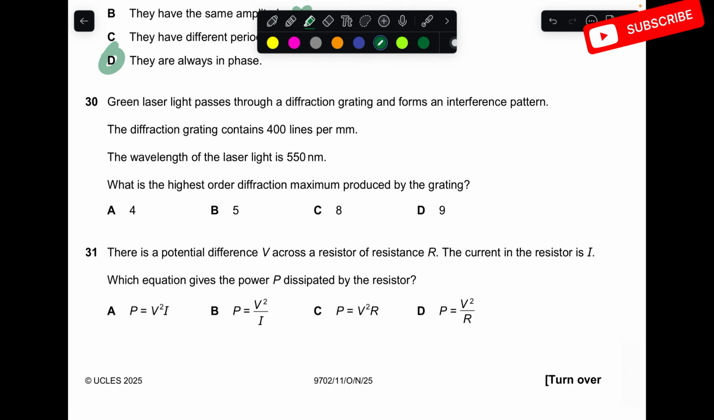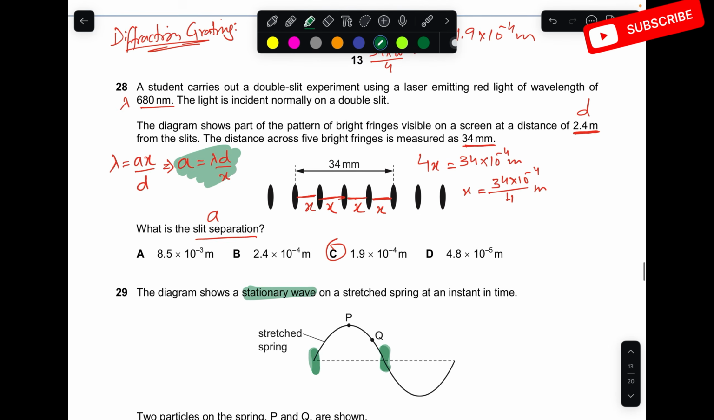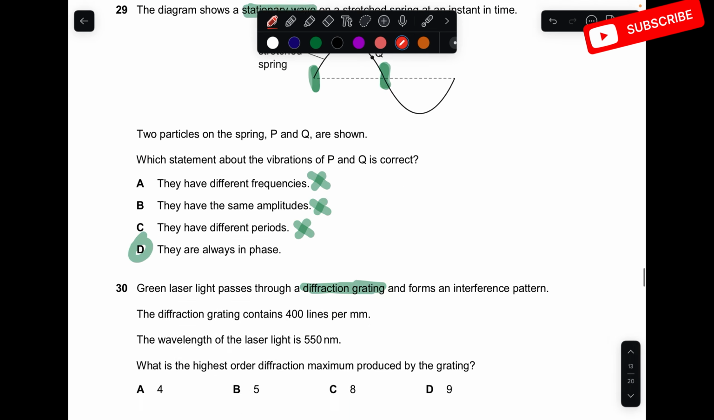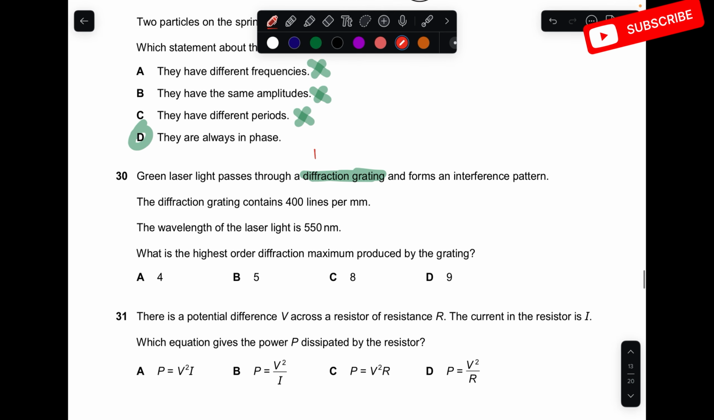Green laser light passes through a diffraction grating. Again, a diffraction grating question. The one above was, sorry, a Young's double slit question. This is now a diffraction grating question.